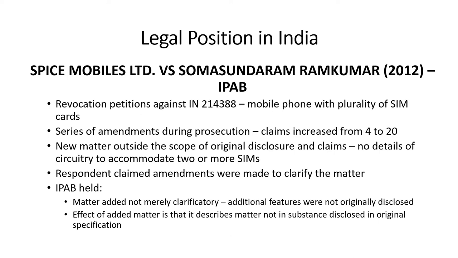One of the grounds for revocation petitions was that there were several amendments that were made during the prosecution of this particular patent and which went beyond the scope of the original claims because the number of claims were increased from 4 to 20, and thus the amendment should not have been allowed under Section 59. Moreover, it was asserted that the new matter that was added was beyond the scope of the original disclosure and the claims, as there were no details related to the circuitry that was required to accommodate the 2 or more SIMs. So all that information was later on brought in after making amendments, but it was not there within the original scope of the disclosure.